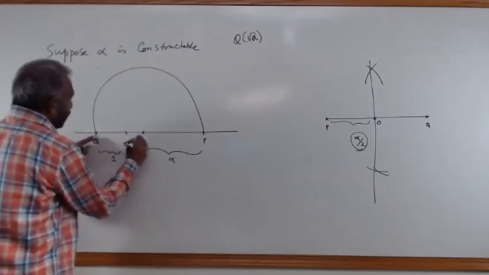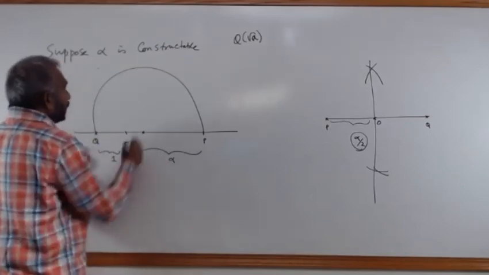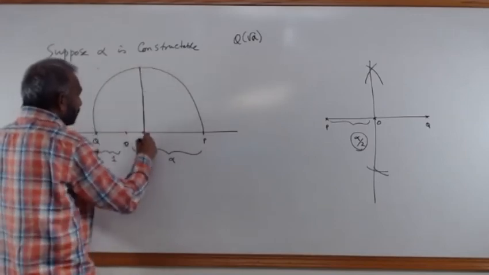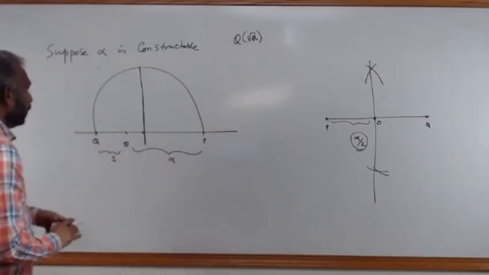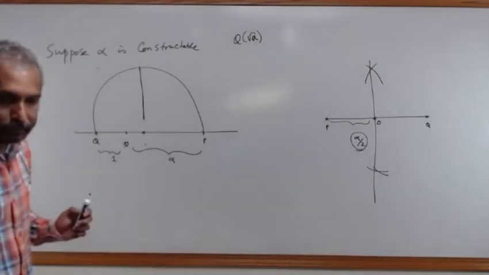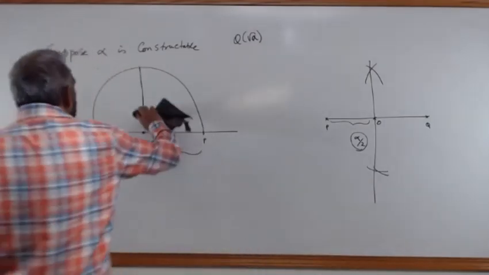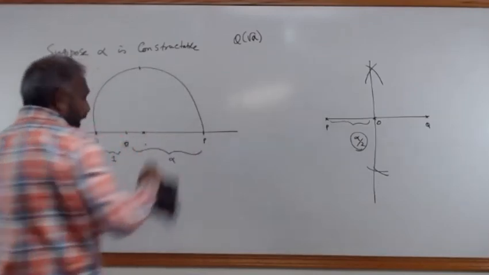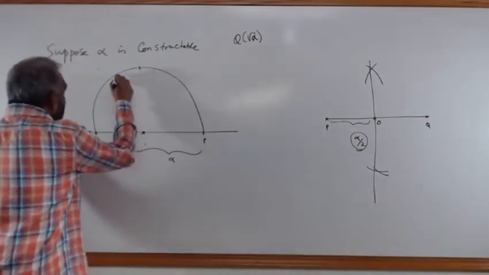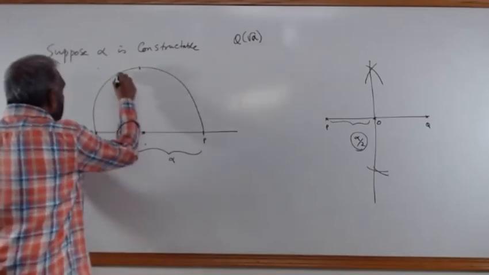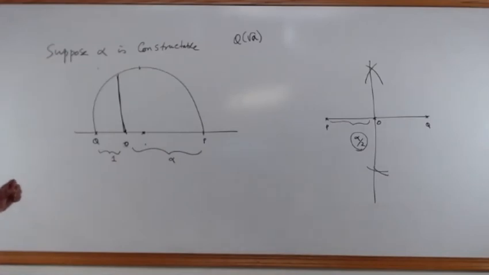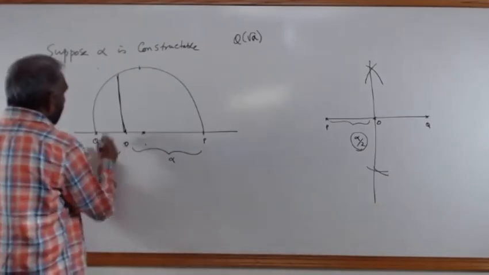So this is equal to this. Then draw a perpendicular line here. You can all do this. Not from here, sorry. This is the center of the semicircle, and you draw a perpendicular line here. Let us call this one R.